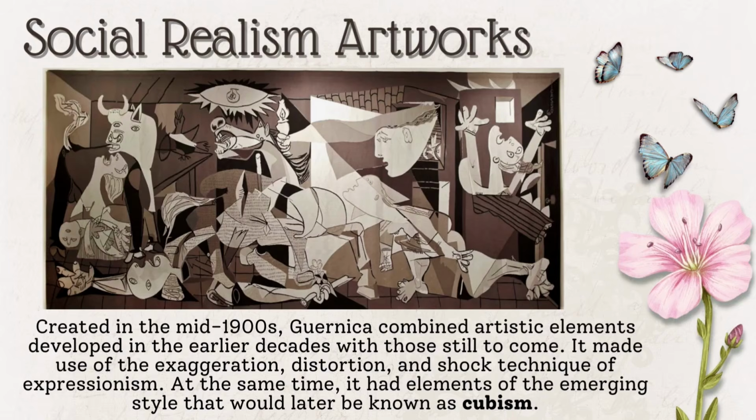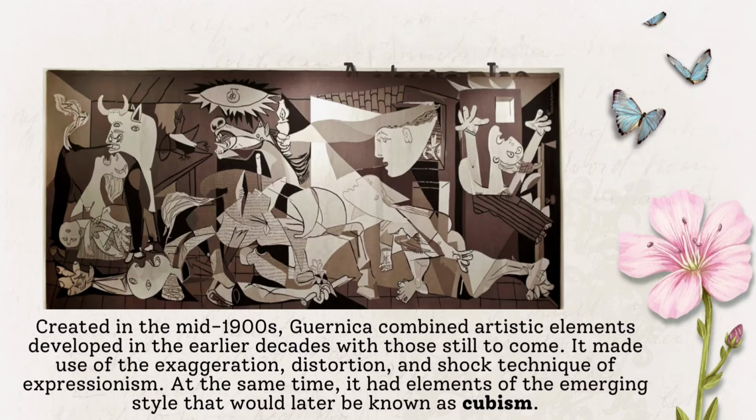Created in the mid-1900s, Guernica combined artistic elements developed in the earlier decades with those still to come. It made use of the exaggeration, distortion, and shock technique of Expressionism. At the same time, it had elements of the emerging style that would later be known as Cubism.